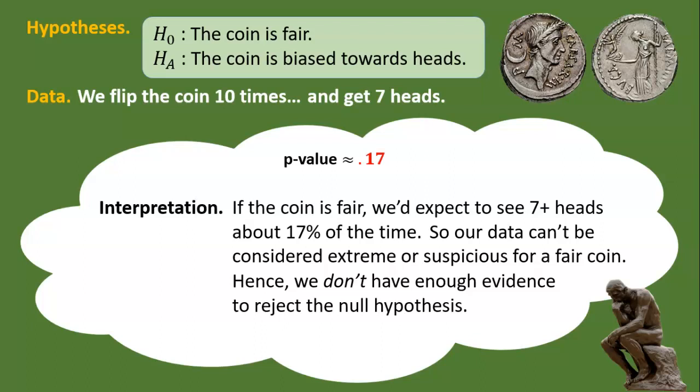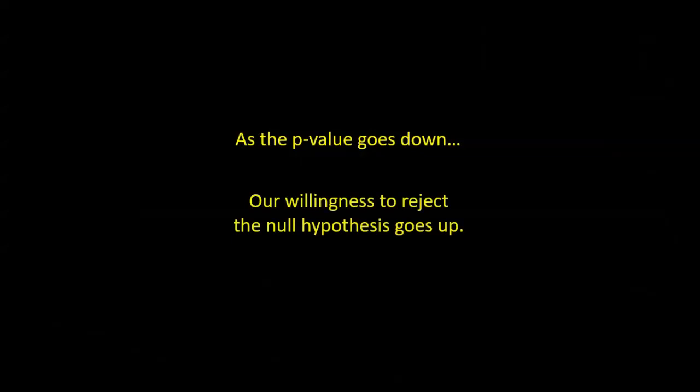This is rather like a court of law in which a defendant is presumed innocent until proven guilty and is eventually declared either guilty or not guilty. When we do a hypothesis test, we effectively put the null hypothesis on trial. We initially give it the benefit of the doubt and assume it's true, and after weighing the evidence, we either reject it or fail to reject it. Now, in this example, the p-value was 0.17, so we did not reject the null hypothesis. If the p-value had been lower, we might have. Indeed, as the p-value goes down, our willingness to reject the null hypothesis goes up.